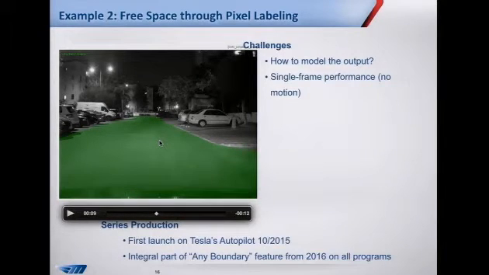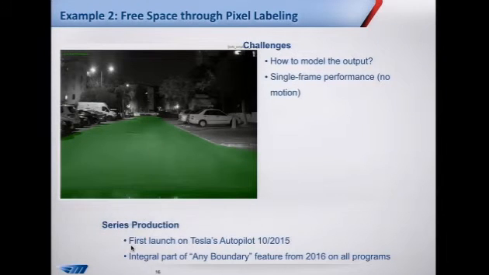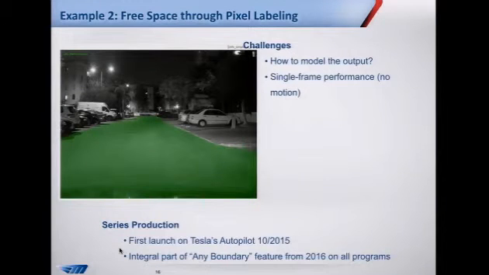Is the output a label per pixel? If you do that, maybe you'll have a nice demo to show, but it will not work in practice. It will not work at the accuracy that our feature works on. We launched this on Tesla Autopilot a few months ago, and it's an integral part of any boundary function feature from 2016 and forward. So this is a function that is running 36 frames per second, high resolution, and does things like what you see here.